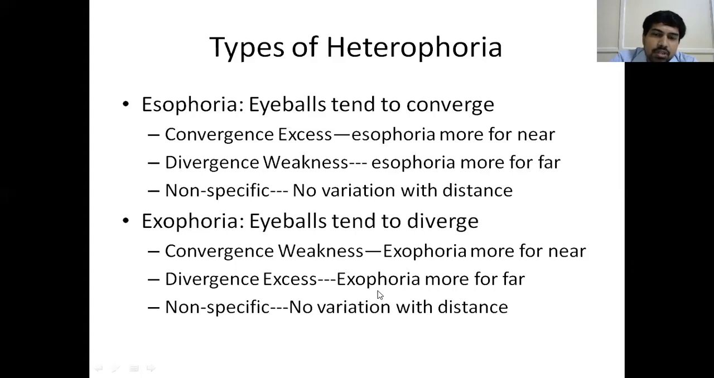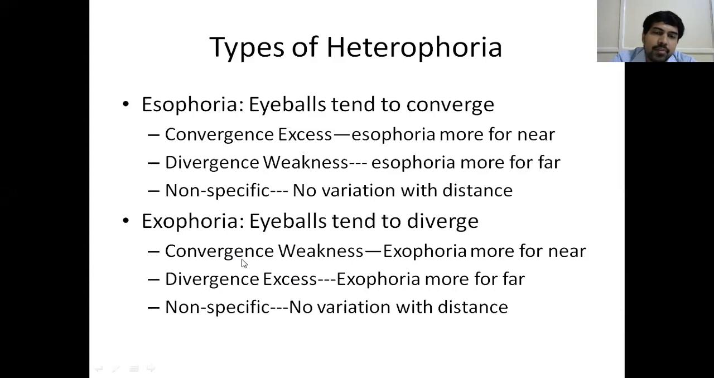Similarly, divergence excess type. In divergence excess also, the medial rectus should have some amount of action to pull the eyeballs inside. But as the medial rectus is already weak here, because we already said convergence weakness, when you are looking far also, the medial rectus should keep the eye straight. But the medial rectus is not acting. So the lateral rectus will overact and the eyeballs will diverge. So that is divergence excess, or exophoria more for far. And non-specific type, there is no variation with distance.